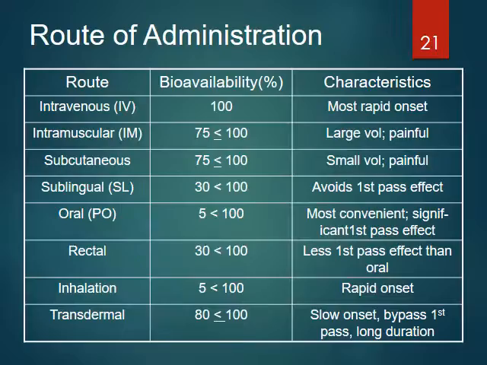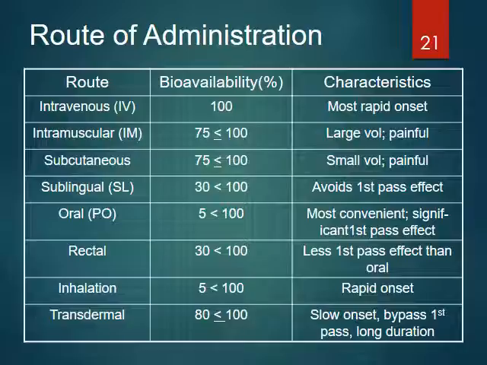So looking at the route of administration, we've looked at this table before, but bioavailability can be pretty wide-ranging depending on how it's being given. For instance, with IV, you can be pretty much guaranteed you're going to have 100% bioavailability because you're directly putting it into systemic circulation. IM and subcutaneous are again going to be pretty high bioavailability, and you're bypassing the first pass effect that you'd see with the oral route of administration.